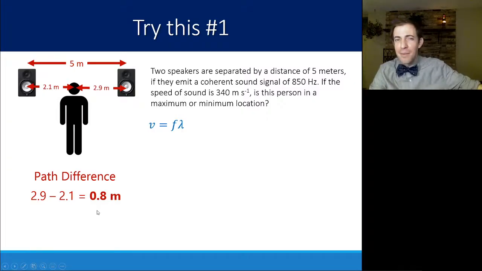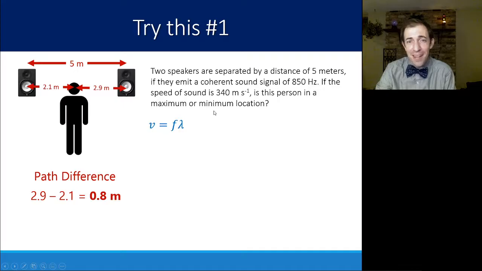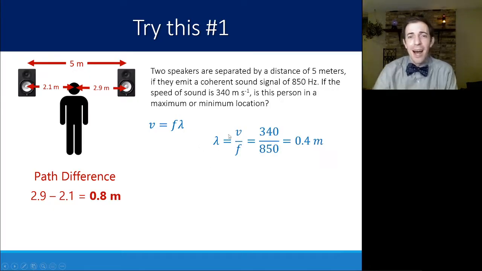That's the same thing that we did before. The thing that's a little bit different is instead of giving you a wavelength, we're giving you a frequency and a velocity, a wave speed. Well, we can find a wavelength from that using the wave speed equation. That's 340 divided by 850, the frequency in hertz, which gives me a wavelength of 0.4 meters. 0.4 meters is my wavelength. 0.8 is my path difference.